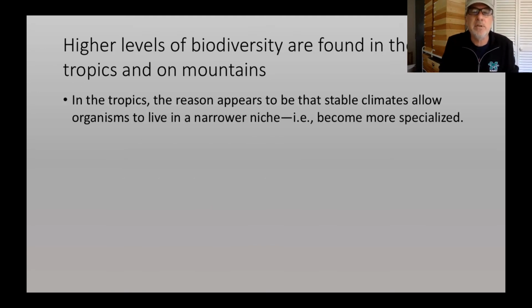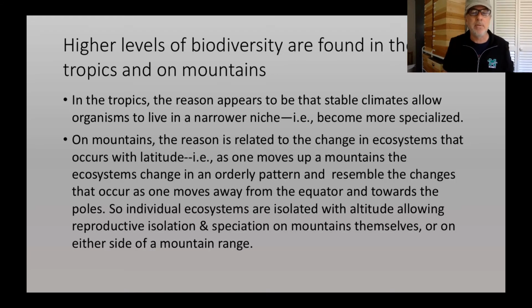Now, the reason for this appears to be that in the tropics, climates are stable, and stable climates allow organisms to live in a narrower niche, in other words, to become more specialized. And a less stable climate does the opposite. Organisms have to remain more generalized.